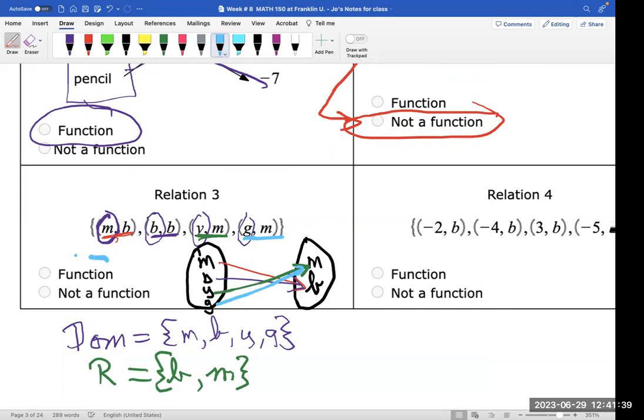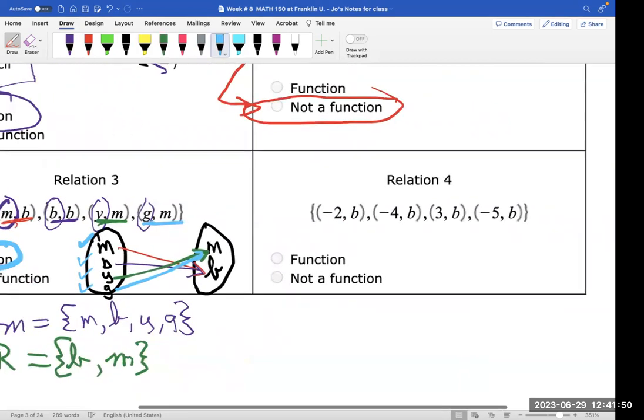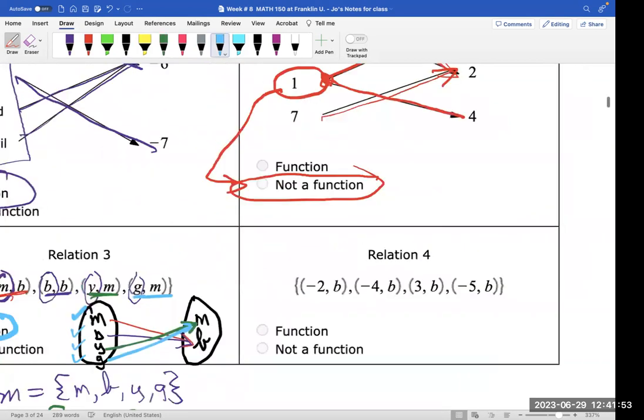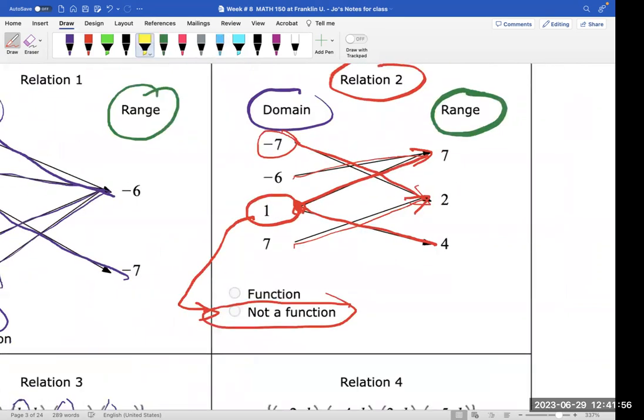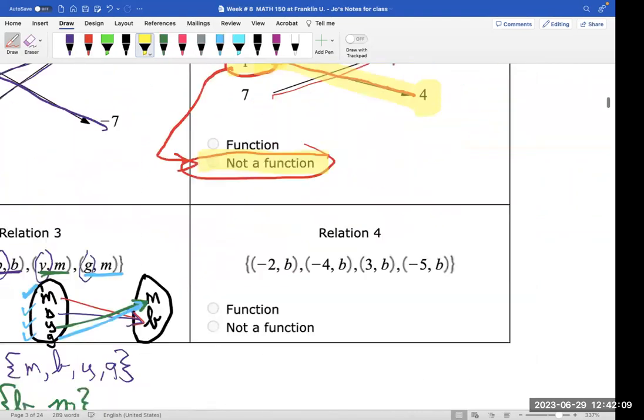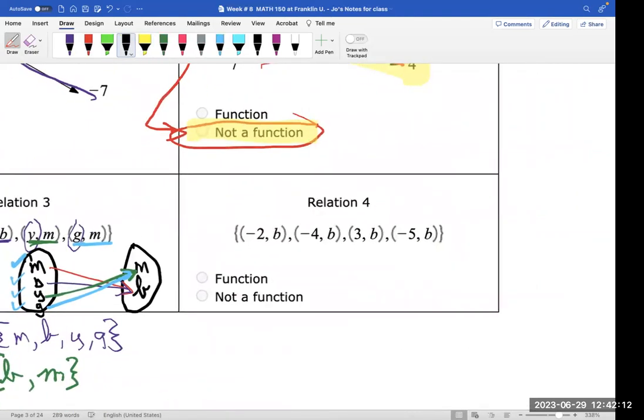So yes, this is a function because each of my variables in the domain, each of my inputs will yield only one output. Again, the problem with relation 2 over here was the number 1. Sometimes the output would be a 7 and other times the output would be a 4. So that makes it not a function. All right, relation 4. Again, I like visually. I've got my domain, -2, -4, 3, and -5.